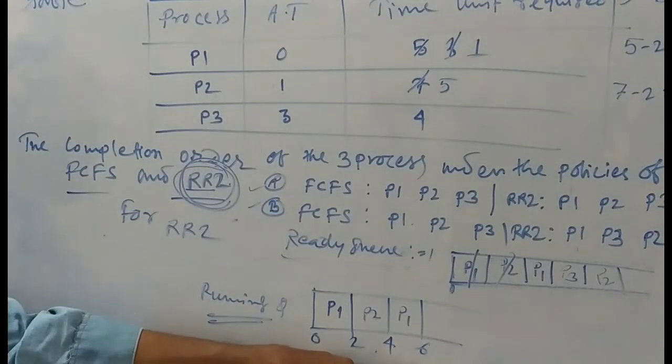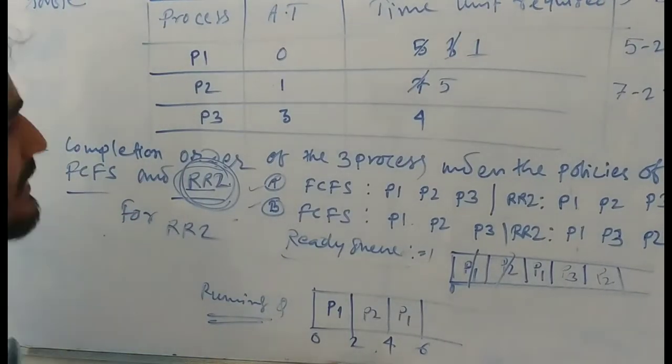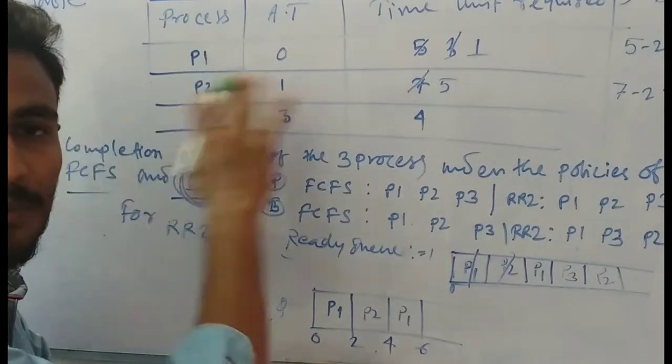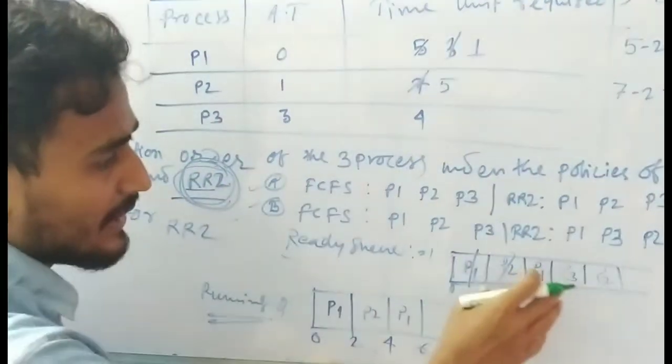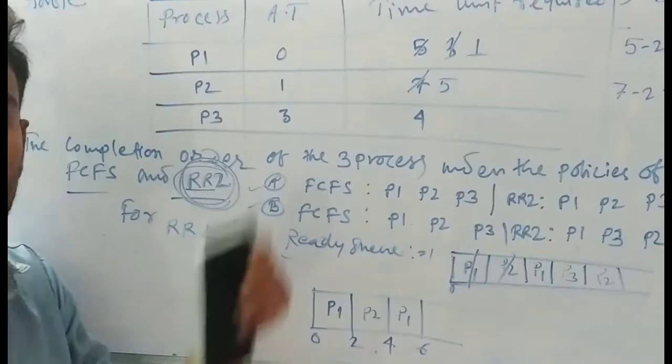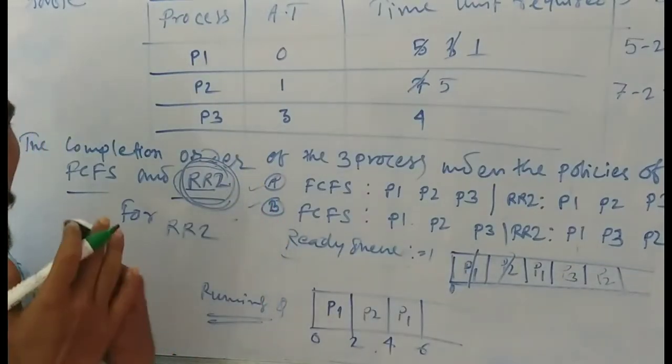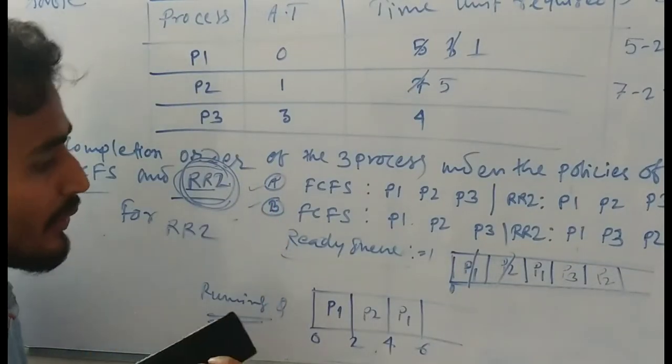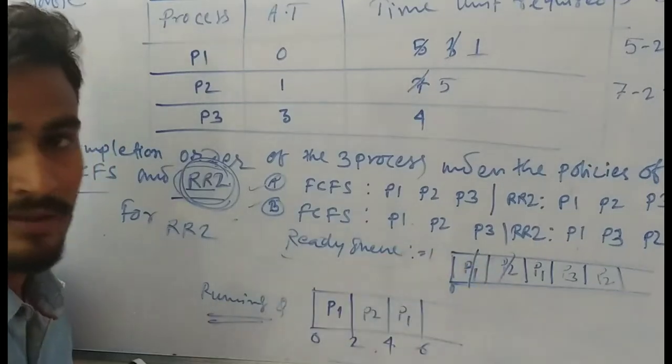Sir, within 6 times, how many processes will be present? So there will be 3 processes. All of the processes will be performed in the ready queue, so there will be no remaining process. So we don't worry about whether another process will be performed in this ready queue.